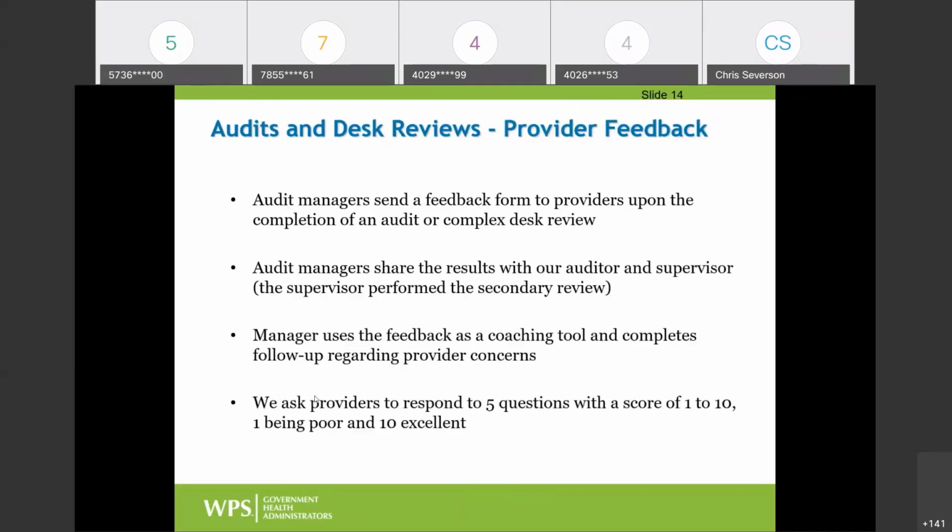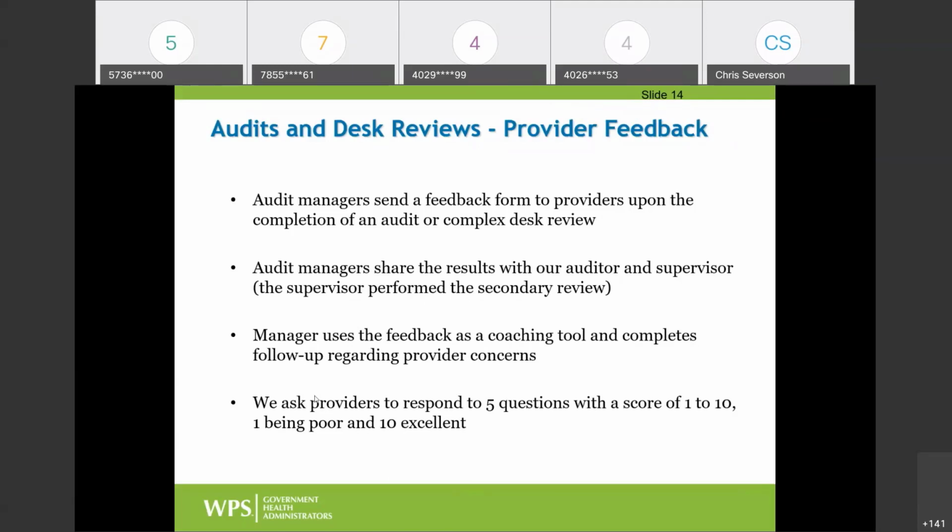The next topic I wanted to discuss here was provider feedback. We at WPS, certainly in the audit department and others, are always looking for any sort of feedback on what we can do to improve, what we're doing right, what we need to improve upon. We first started this a few years ago with mostly our field office audit staff that handle the in-depth audits and the more complex desk reviews.